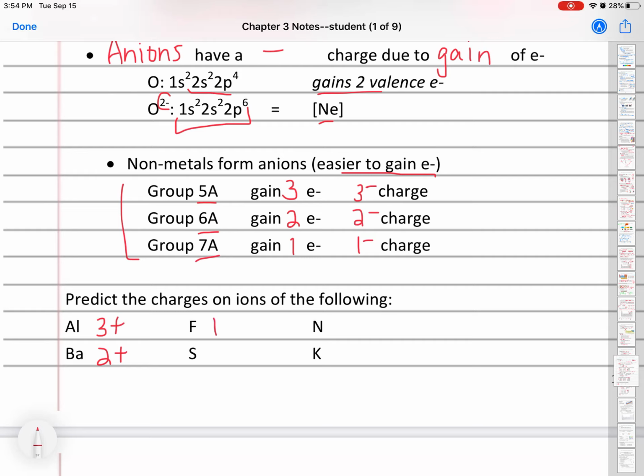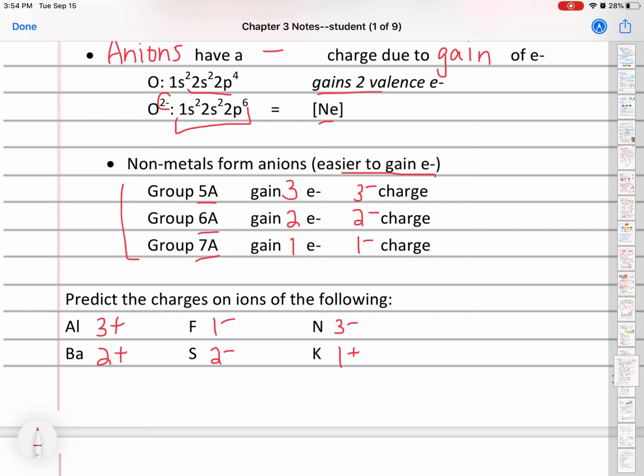Fluorine is group 7A, so it has 7. If it gets 1 more, it will have a 1- charge. Sulfur is group 6A. It just needs 2 more, so it'll gain 2 and have a 2- charge. Nitrogen is 5A, so it will gain 3 more electrons, end up with a 3- charge. And potassium is group 1, so it will lose that 1 and end up with a 1+ charge.